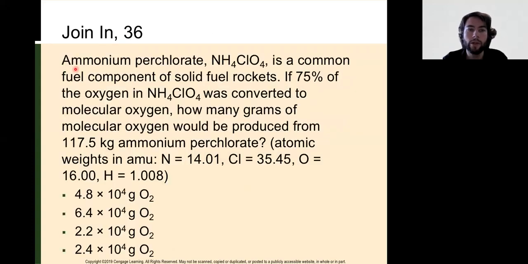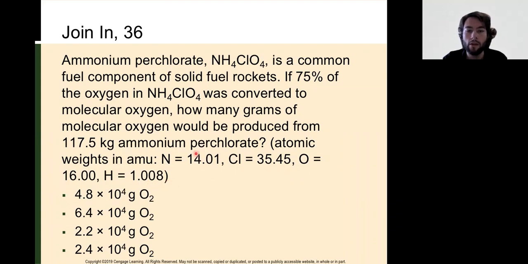All right, so the next question is ammonium perchlorate. This is the ammonium part. This is the perchlorate part. It is a common fuel component of solid fuel rockets. If 75% of the oxygen in ammonium perchlorate was converted to molecular oxygen, how many grams of molecular oxygen would be produced from 117.5 kilograms of ammonium perchlorate? Atomic weights in atomic mass units are nitrogen 14.01, chlorine 35.45, oxygen 16.00, and hydrogen 1.008.